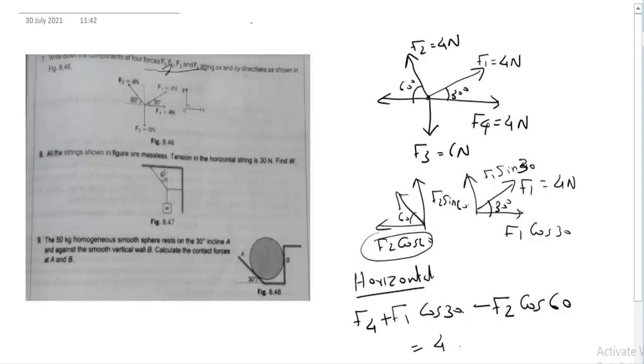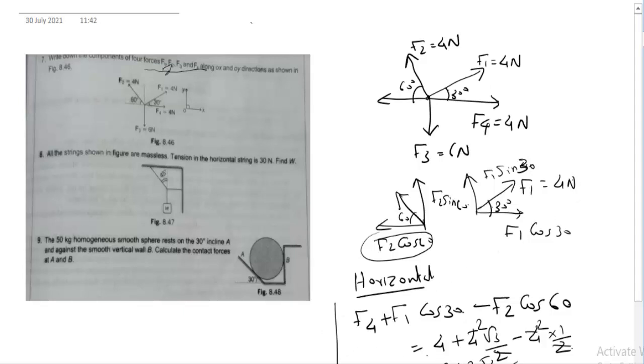F4 we know the value as 4. F1 we know the value as 4, into cos 30, which is root 3 by 2, minus the F2 value, which is 4 Newton, cos 60. Cos 60 is 1 by 2. So here you will be getting 4 minus 2, that is 2, plus 2 root 3. That will be the final answer for the horizontal direction.